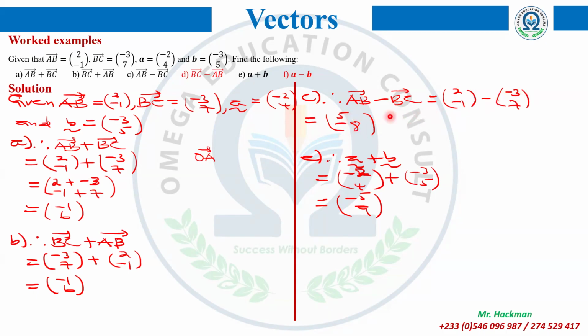Remember, I've told you to do it mentally if you can. Then minus 1 minus 7, that will give us minus 8. Okay, you try that of the vector BC minus the vector AB on your own, and you realize that vector subtraction will not be commutative. So the result that you get will not be the same as this.